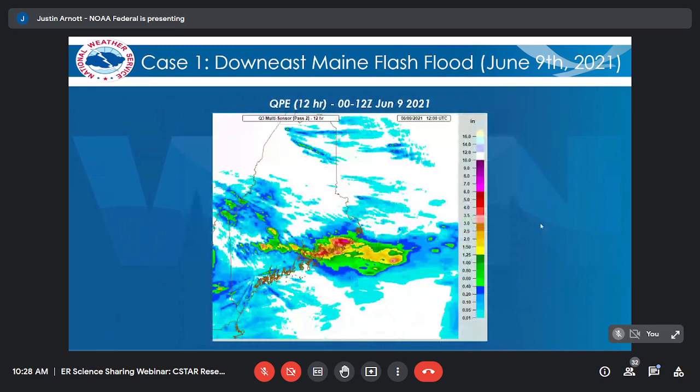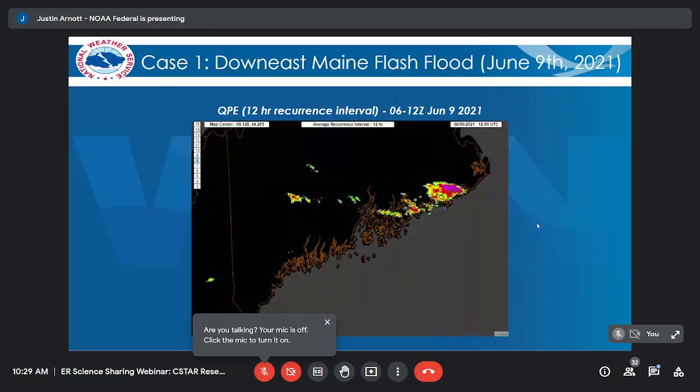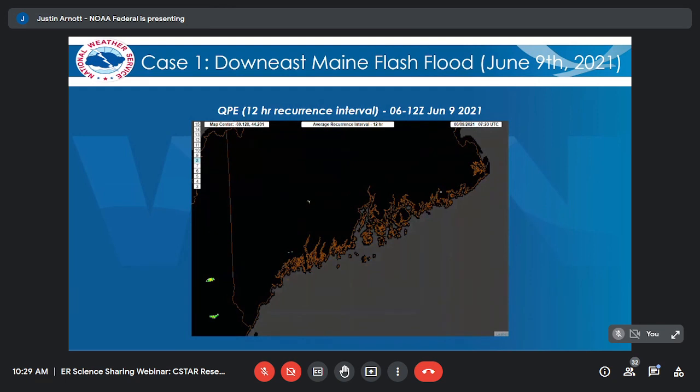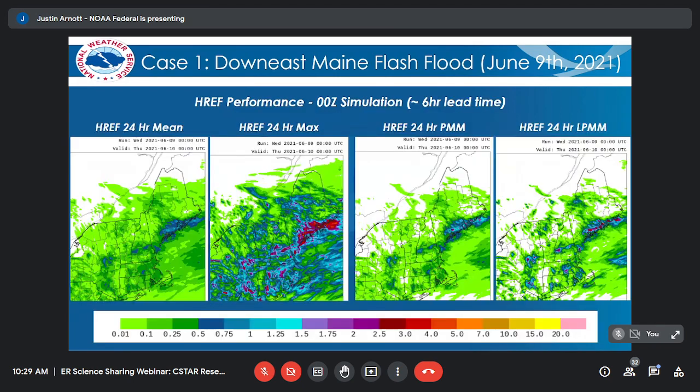And here's a look at the precipitation estimate in the 12-hour period, and you can see again really 5-inch rainfall across Down East Maine. And here's the 12-hour recurrence interval. Again, that's for the 6-hour period.